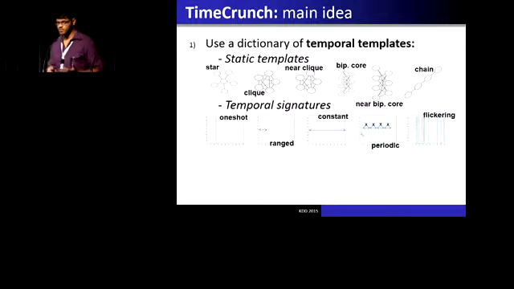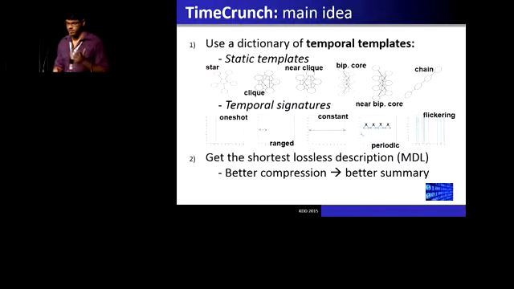We picked these static templates because we know from past network science research that many of these are indicative of important structures relevant to practitioners. For example, cliques, stars, chains, these are common network topologies. Bipartite cores and cliques are commonly indicative of fraud, and so on. And temporal signatures, because we hypothesize that these correspond to interaction patterns that commonly occur between people.